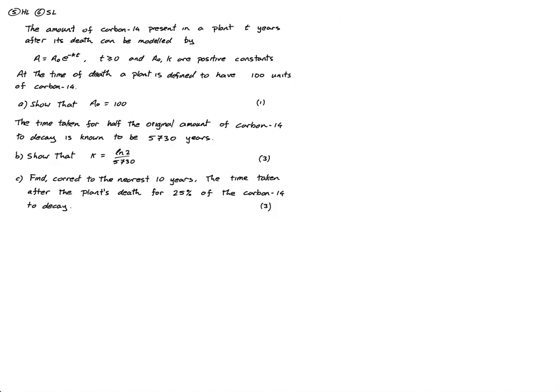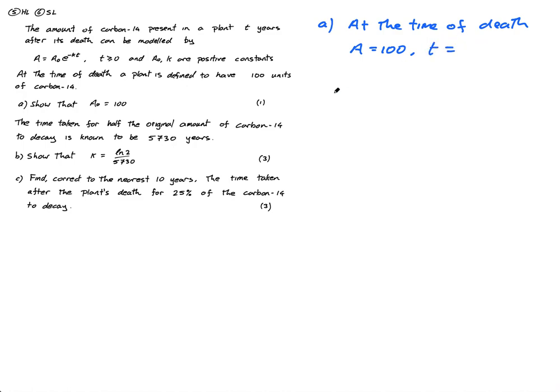Okay. Now it says show that, so be careful. We have to show this clearly. You can't just write down A0 equals 100. So we have to say what's going on. At the time of death, A is equal to 100, because it says here it's defined to be 100.